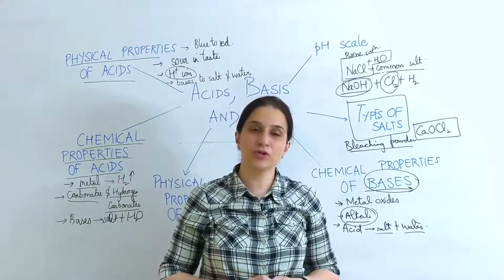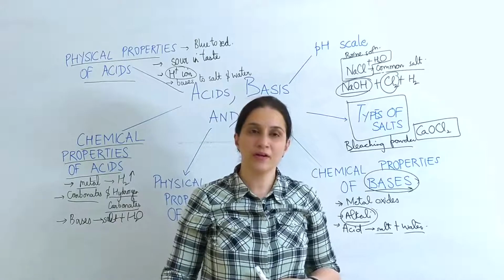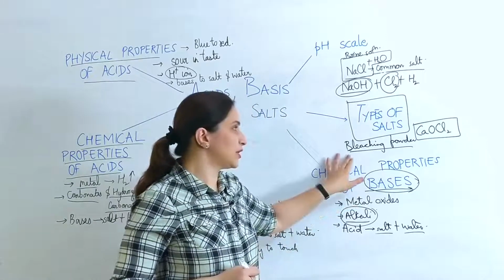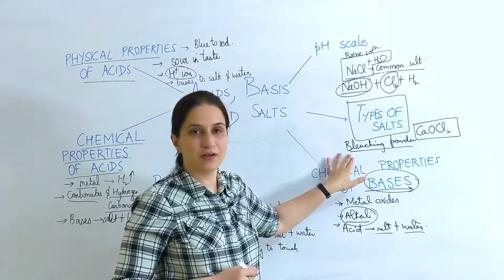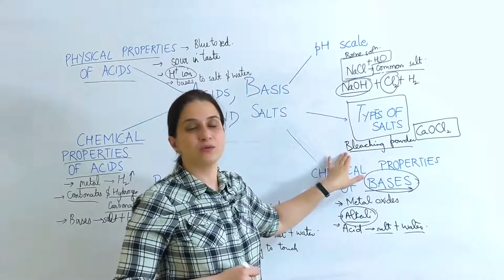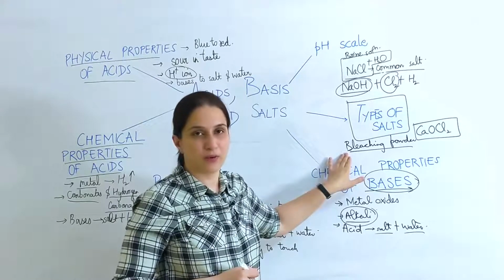This bleach is also used by people for coloring of hair. So this is very important. Bleaching powder is used for disinfecting drinking water. So this bleaching powder is obtained by passing chlorine gas through slaked lime, that is Ca(OH)2.